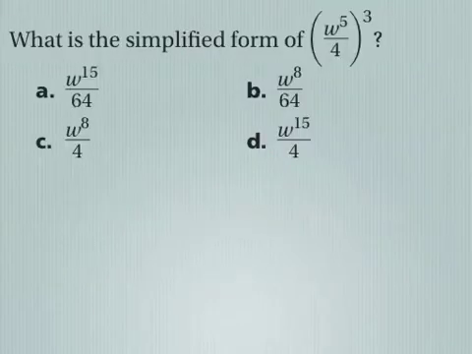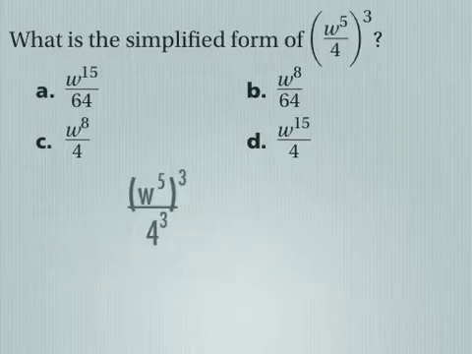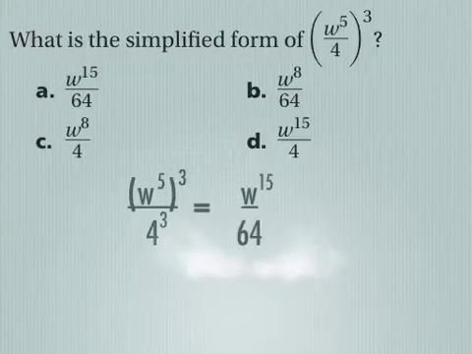This example says, what is the simplified form of w to the 5th divided by 4, all in parentheses, cubed? What I need to do is distribute the 3, the cubed, to both the numerator and the denominator, and then in this case I would have a power to a power on top, so I would need to multiply w to the 5 times 3, which would be 15, and then simplify 4 cubed. 4 cubed is 4 times 4 times 4, which is 64, so in this case my answer would be A.